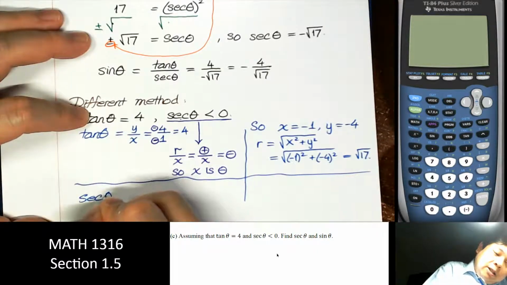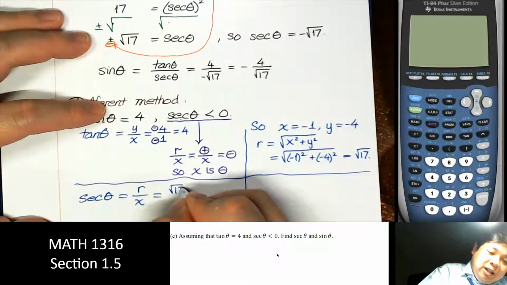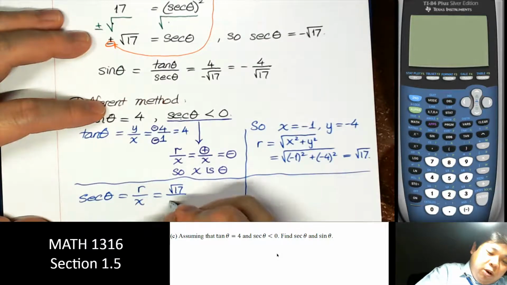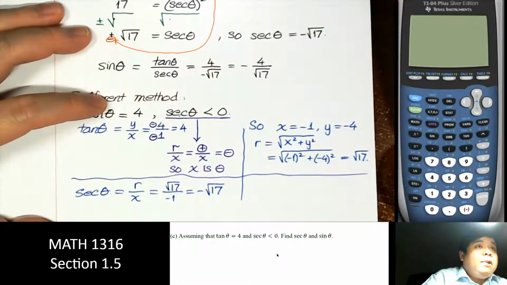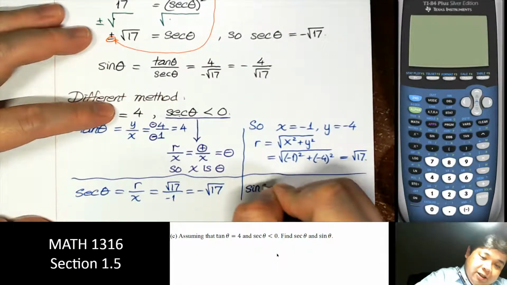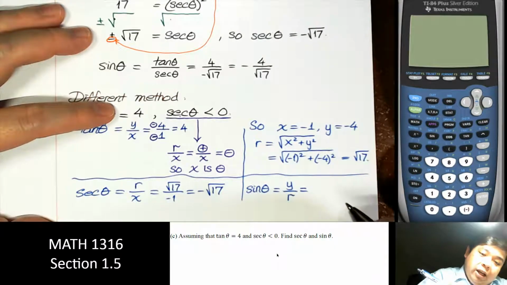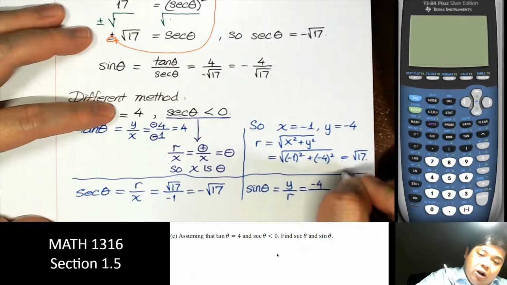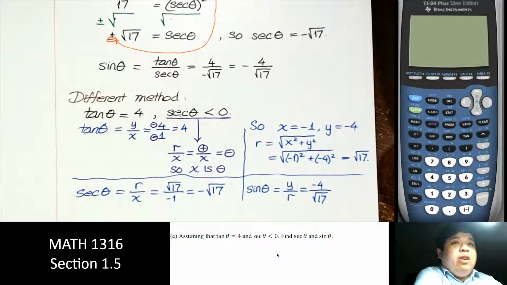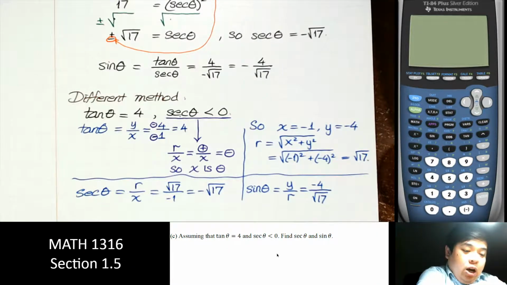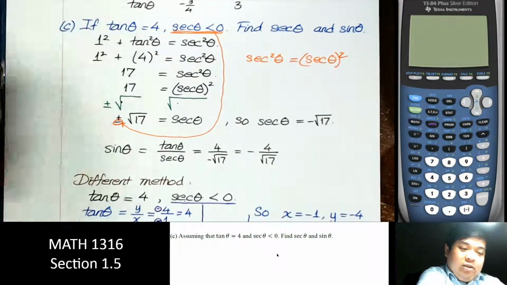Secant is r over x. r is square root of 17, x is negative 1, so this is negative square root of 17. And then sine is y over r, y is negative 4, r is square root of 17. So like I said, when all fails, go back to the definition. Definition using x, y, and r always works. We don't need to use all the trig identities like we did here.